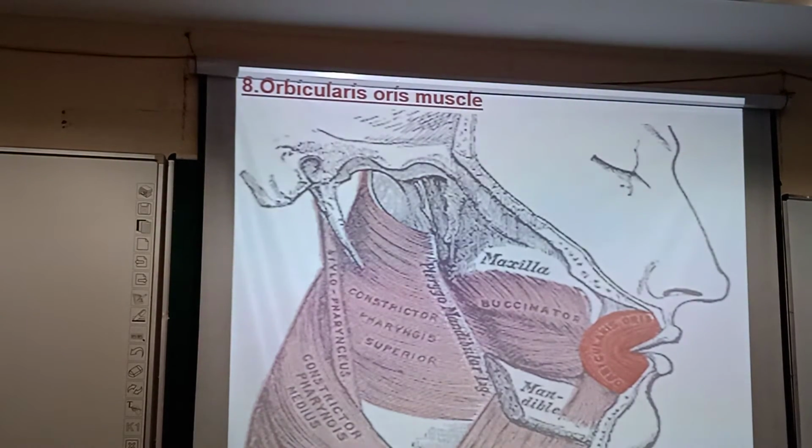Around the mouth, orbicularis oris muscle. It takes its origin from the alveolar process of maxilla and alveolar process of mandible and gets inserted over the skin of lip. Orbicularis oris is also known as the kissing muscle. Its action is to narrow the oral aperture.